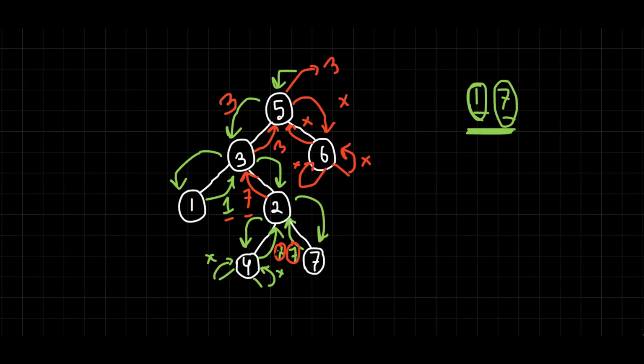So here we can conclude that for the nodes 7 and 1, the lowest common ancestor is 3, which is this. I hope you understood the algorithm. Now let's move on to the code.